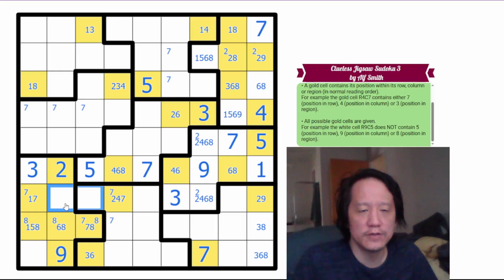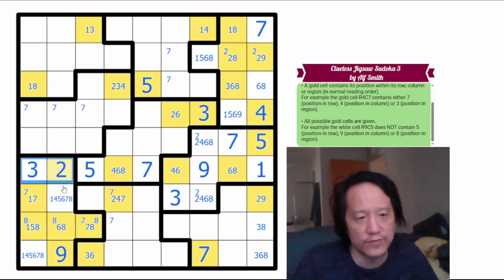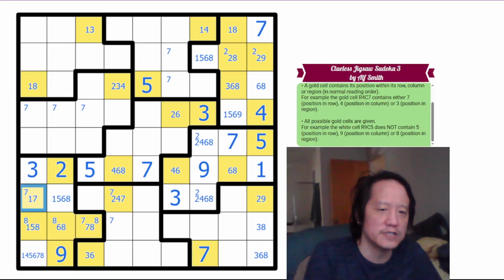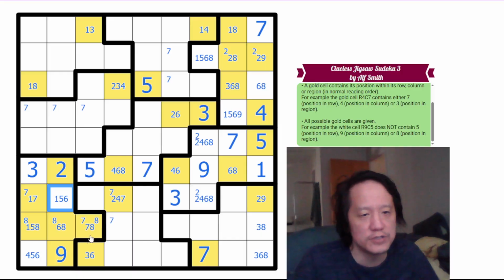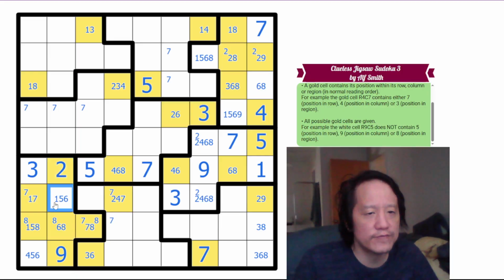Okay. In this region 7, what are the remaining digits? We have 1, 4, 5, 6, 7, 8. But this can't be 4 because it's the 4th cell in the region. It can't be 7 because it's in the 7th row. This can't be 1 because it's in the first column. Can't be 7 because of the 7 in the row. Neither of these can be 8 because we are guaranteed one of these 3 has to be an 8. 1, 2, 3, 4, 5, 6, 7, 8 anyways.